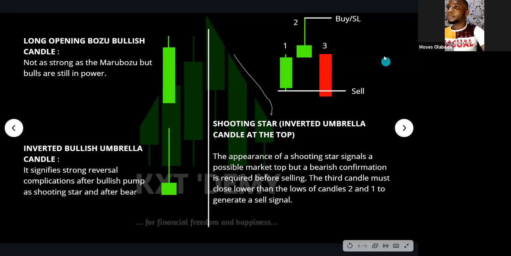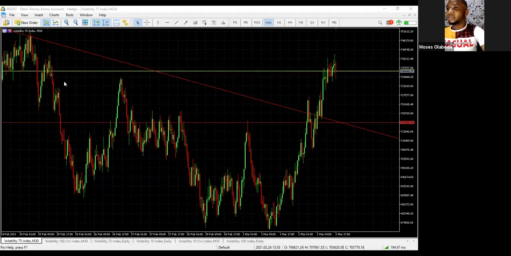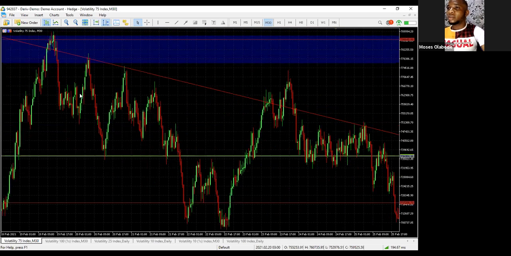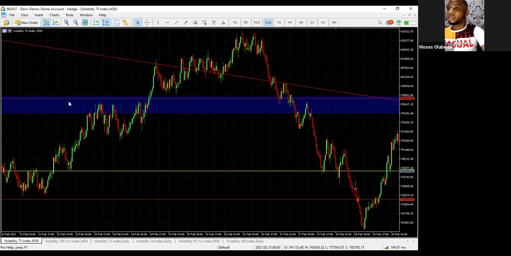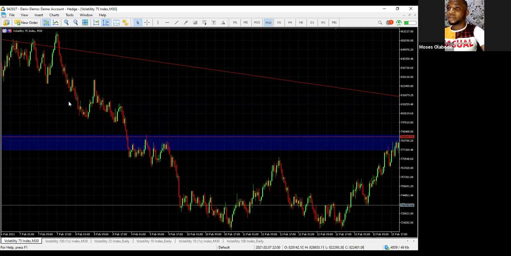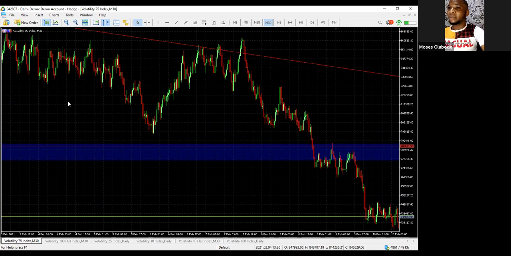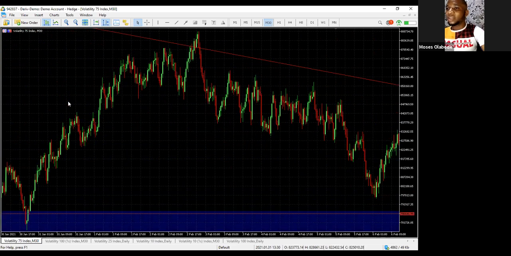Let me try to look for all of that here. Let me share that. Okay, so let's look for that kind of candle formation, because there are different scenarios.